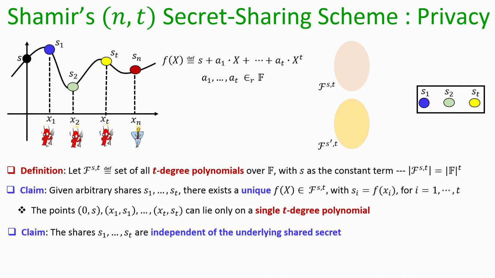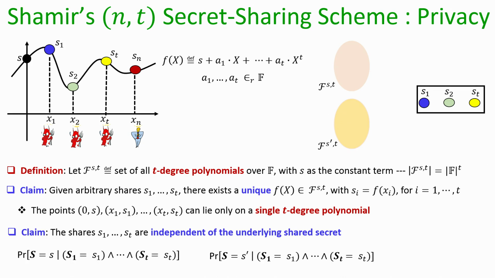To prove this claim, let us consider another potential candidate secret S prime and try to argue with how much probability the shares S1 to St could be the shares of the secret S, and with how much probability the same set of t shares could be the shares for S prime. I will show that with the same probability this set of shares S1 to St could be the shares of the secret S as well as of the secret S prime.